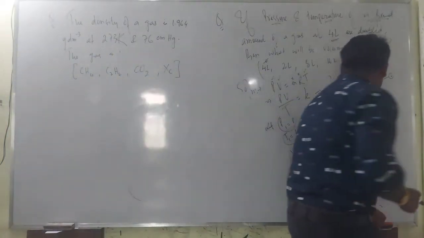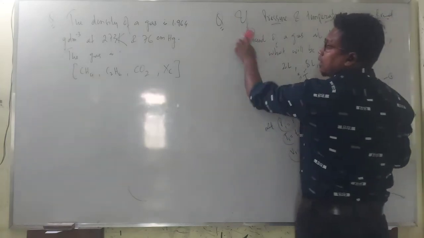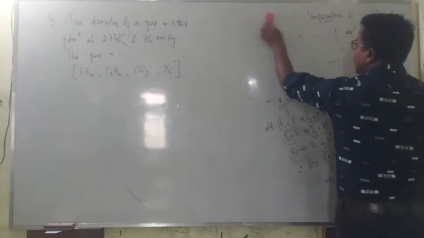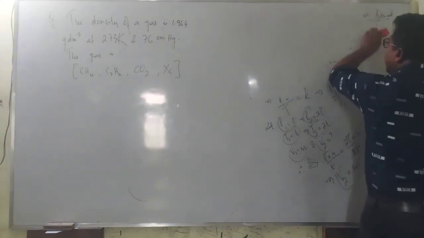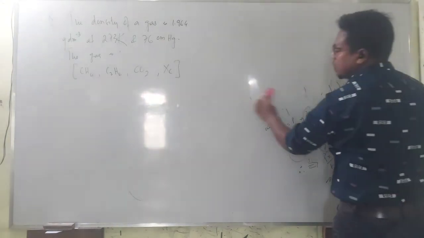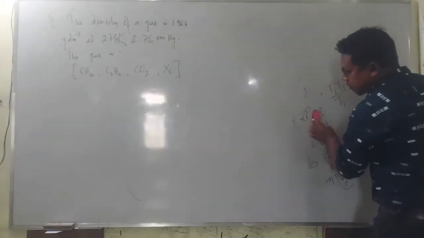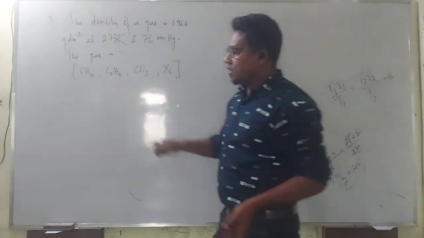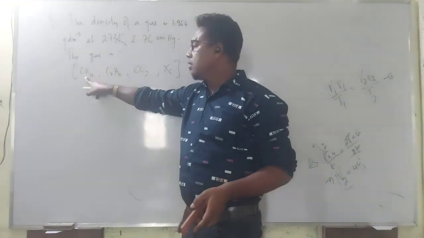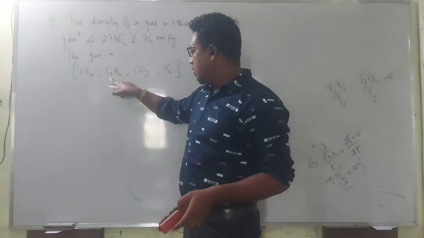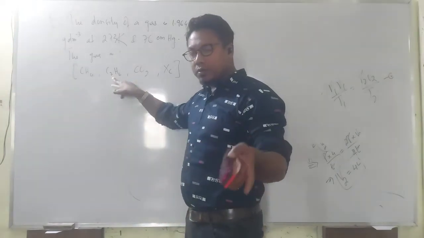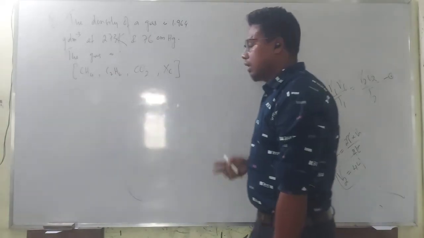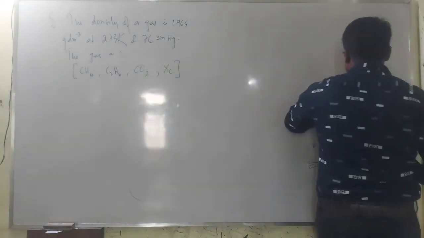Density is given, then temperature is also given, pressure is given. So we need to identify the gas. We need to identify the gas means we need to calculate the value of molar mass of the gas. If the molar mass of the gas comes out to be, for example, 16, then the gas will be methane. And this is 24, 30. If the molar mass of the gas is 30, then the gas will be ethane, like that.